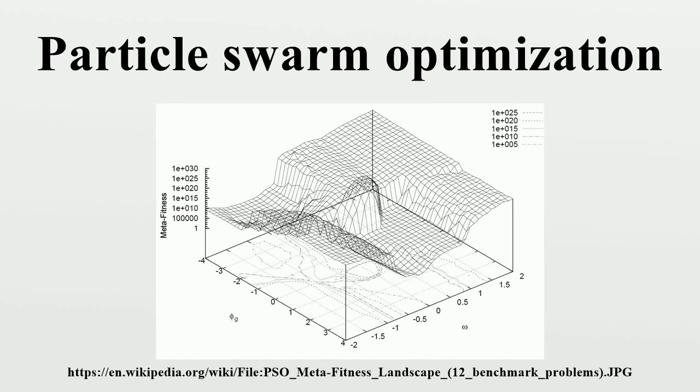In computer science, particle swarm optimization is a computational method that optimizes a problem by iteratively trying to improve a candidate solution with regard to a given measure of quality. PSO optimizes a problem by having a population of candidate solutions, here dubbed particles, and moving these particles around in the search space according to simple mathematical formulae over the particle's position and velocity.